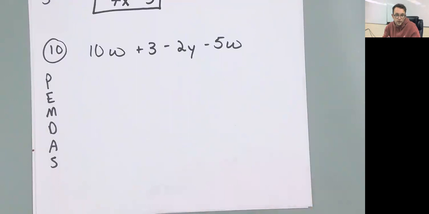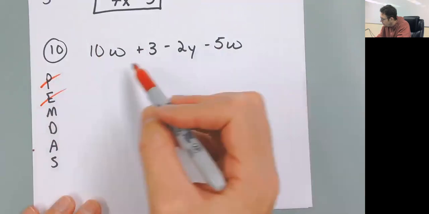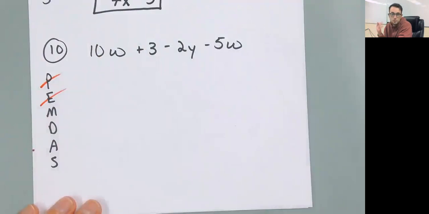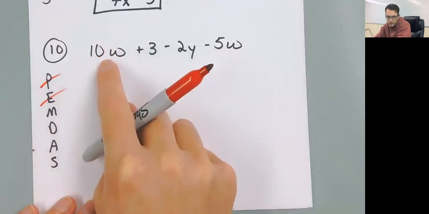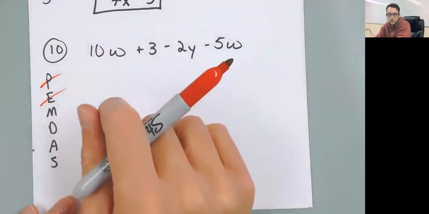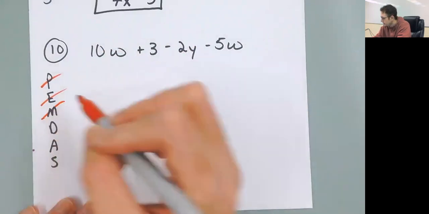Okay, now we have more than one variable. Now we have 2 variables. We got a w and a y. First thing I notice, there's no parentheses, there's no exponents, there's no multiplication. But when you're doing PEMDAS and you're simplifying things with variables, like I said earlier, this 10 times w, yes, it's multiplication, but it doesn't matter. It's already simplified. It doesn't matter when you're doing PEMDAS. So there's no multiplication to do.